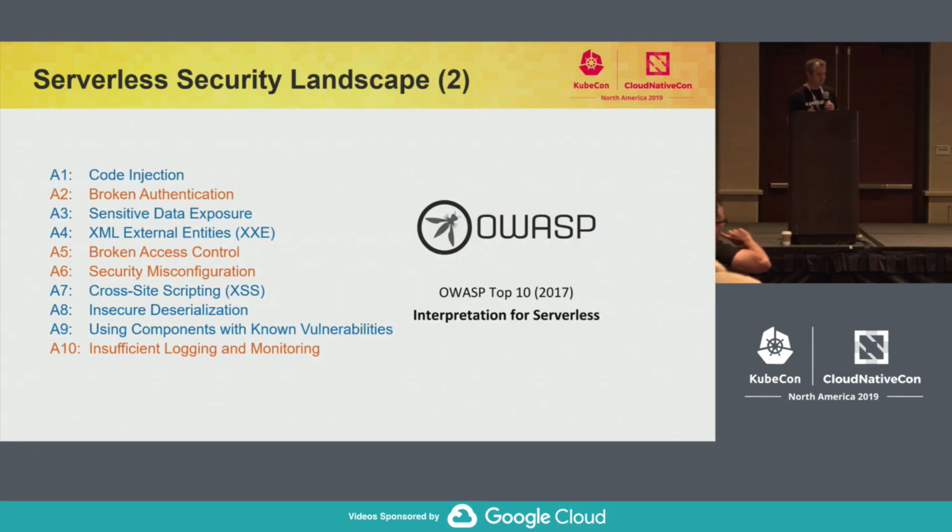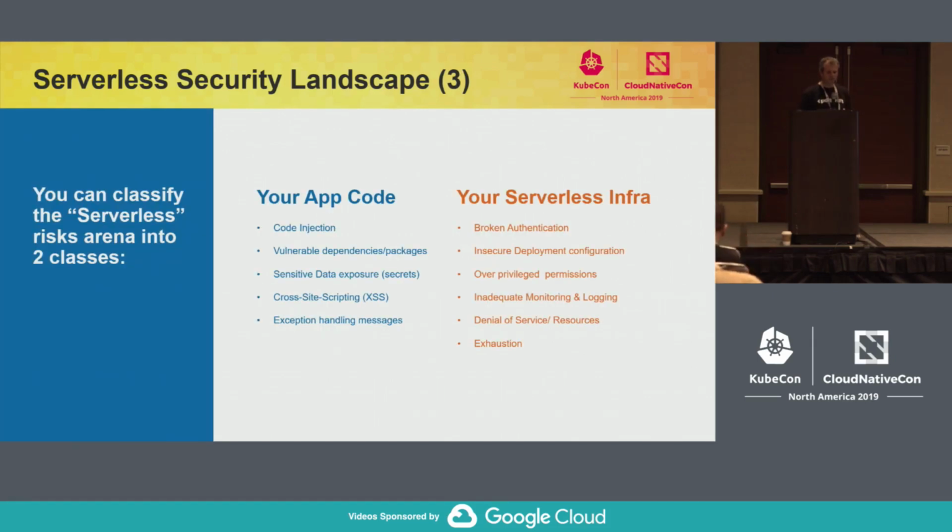If you look at OWASP, they put it in a different order, but if you look carefully, it looks very similar. Those are the same attacks, and again, you can classify them into those two categories. One category relates to your application code, whether it's injection or lack of input validation, vulnerable dependencies, sensitive data exposure, cross-site scripting, and exception handling. The other relates to the cloud infrastructure, right? So authentication doesn't work, deployment configuration, you're running something in the wrong way or in the wrong place, over-privileged permissions, lack of good monitoring, denial of service. I'm not sure exactly where it sits, but this or another, it's a challenge.